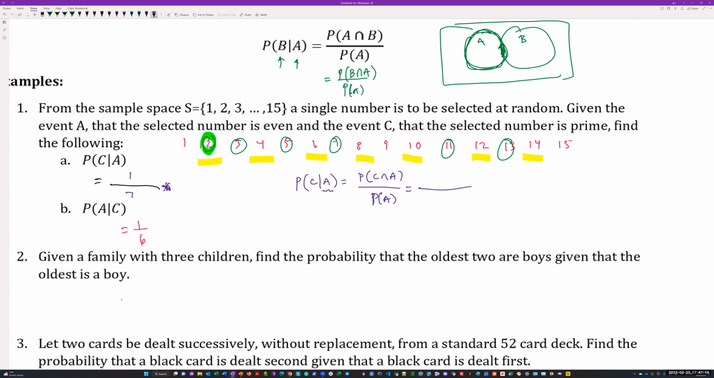All right, but then C and A divided by probability of A. So A means even. So what's the chances that the thing is even? Oh, well, that would be 7 out of 15. Note, it does not say given here. Does that make sense? All right, then C and A, intersection C and A. So that means the only time it's both C and A is that thing. That's 1 out of 15.